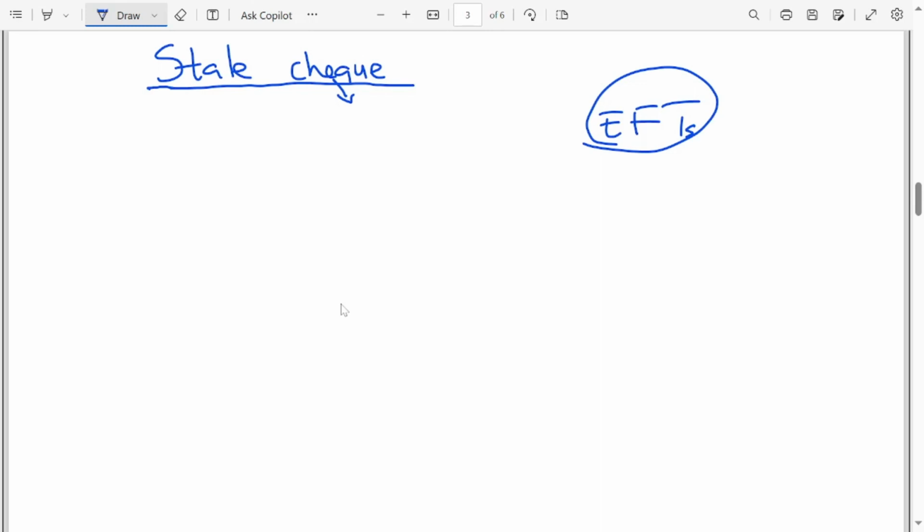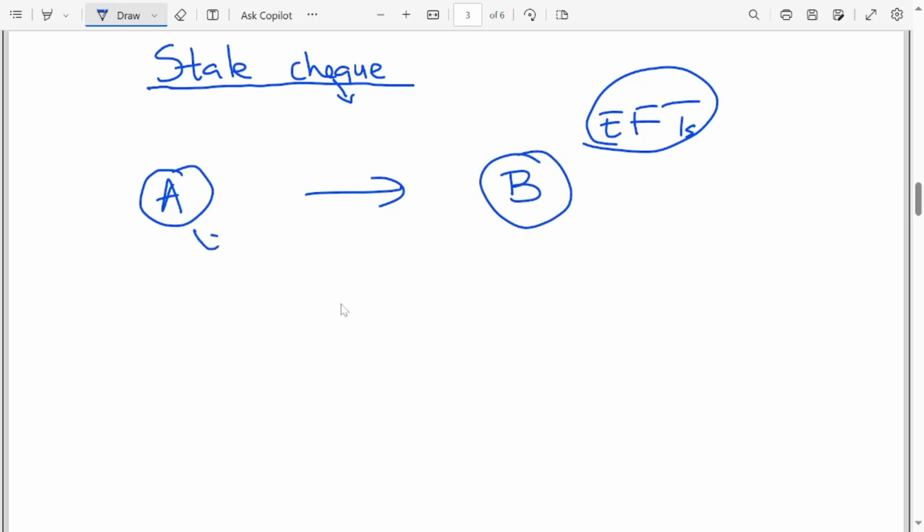Okay, let me make an example. Let's say I'm business A, and business A pays business B using a check. Let's say they're paying 500 Rand using a check. This happened on 1 January 2022.